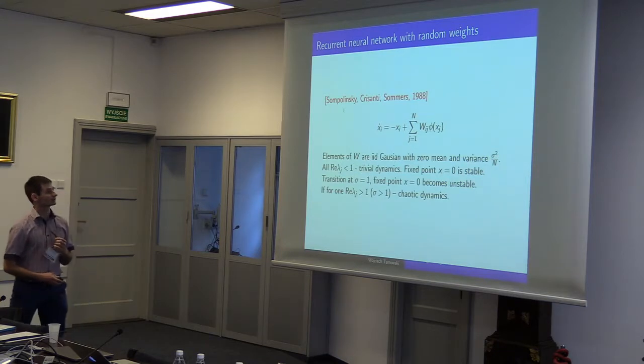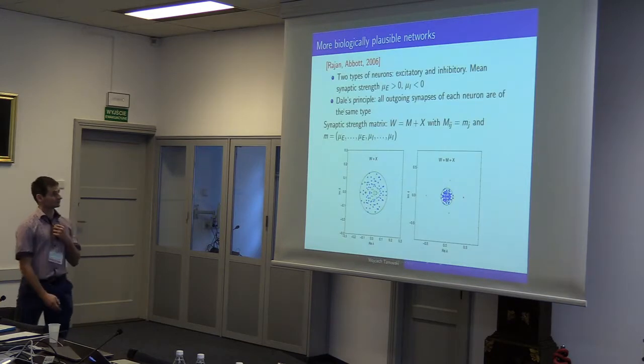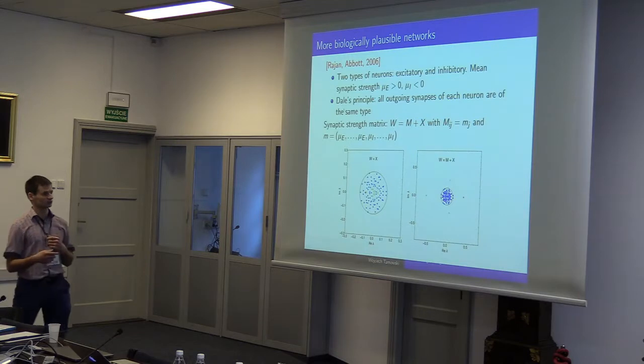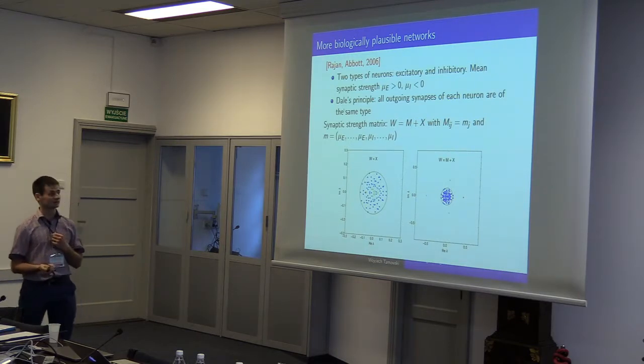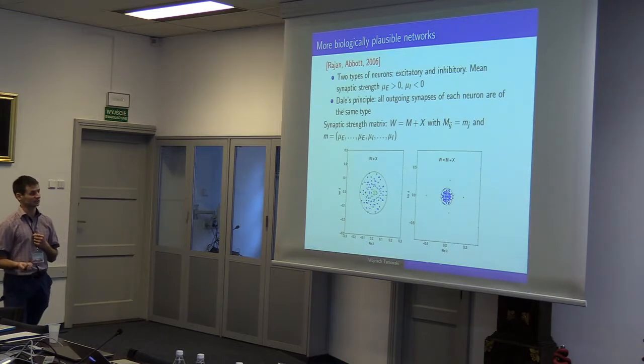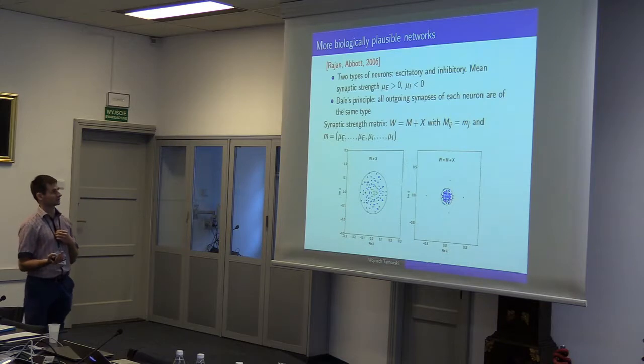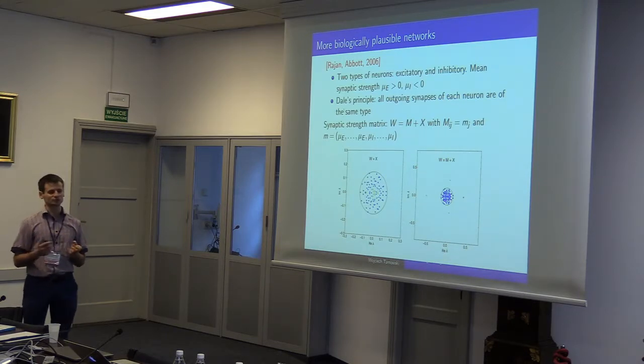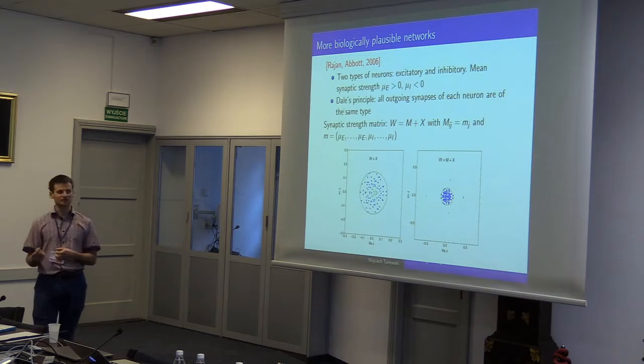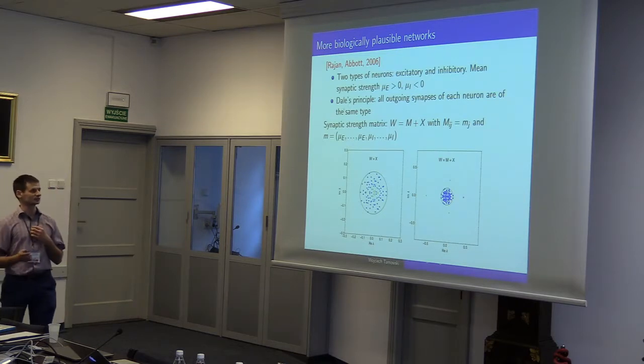And later, Rajan and Abbott wanted to make this network more biologically plausible, and they insert into this model some heuristics. Namely, they postulated that there are two types of neuron in the minimal model: the neurons which excite other neurons, and the ones which inhibit other neurons.